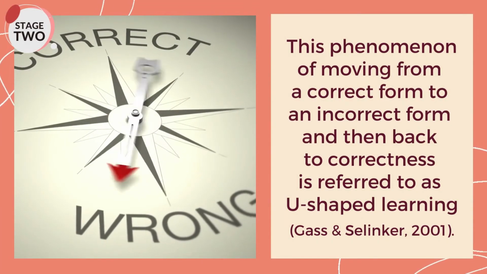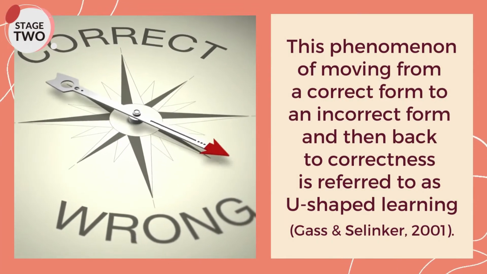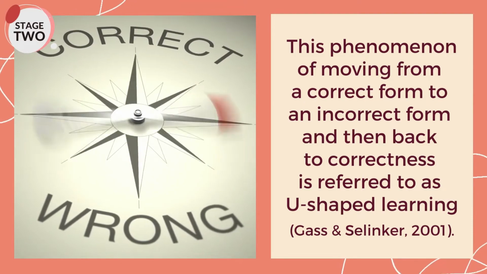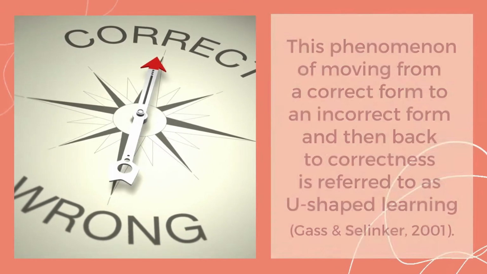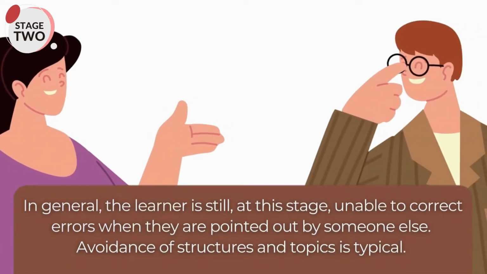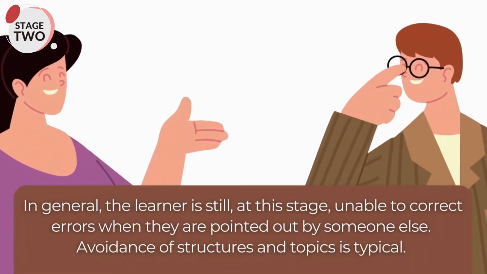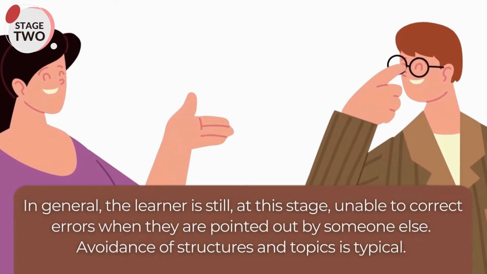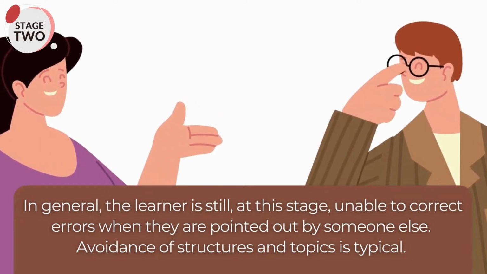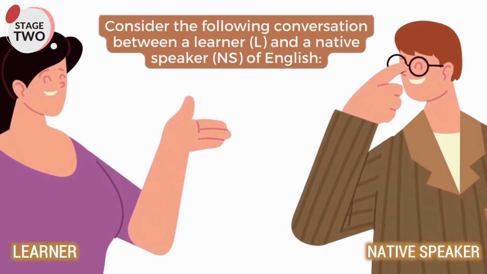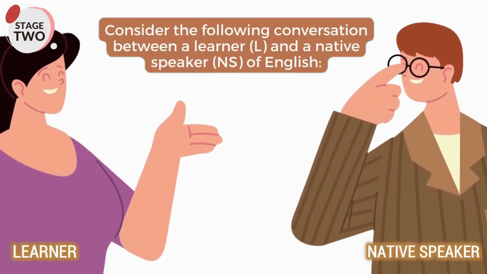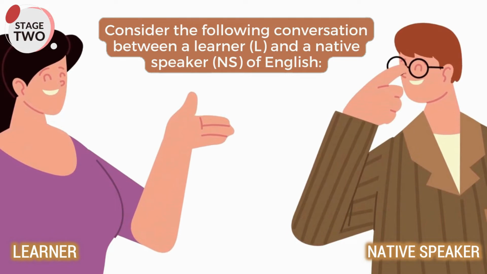This phenomenon of moving from a correct form to an incorrect form and then back to correctness is referred to as U-shaped learning. In general, the learner is still at this stage unable to correct errors when they are pointed out by someone else. Avoidance of structures and topics is typical. Consider the following conversation between a learner and a native speaker of English.